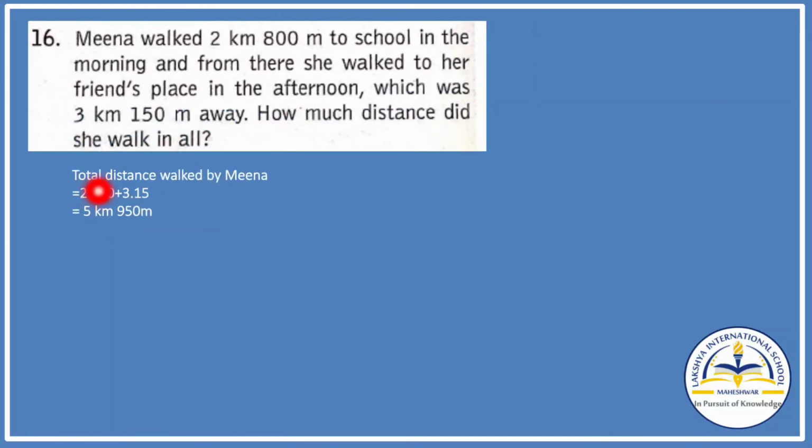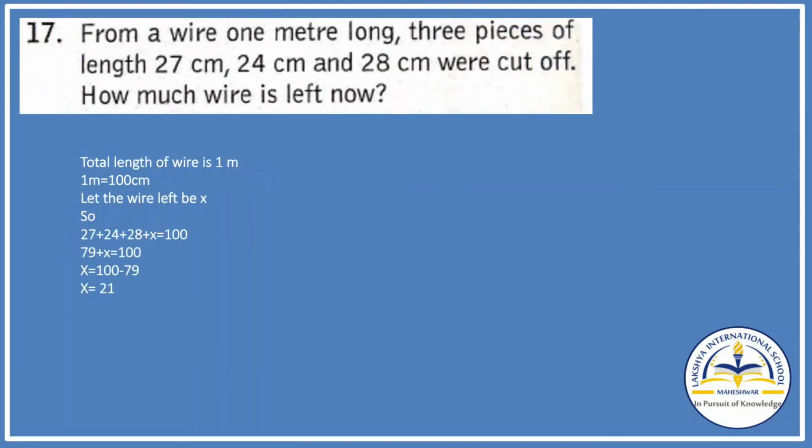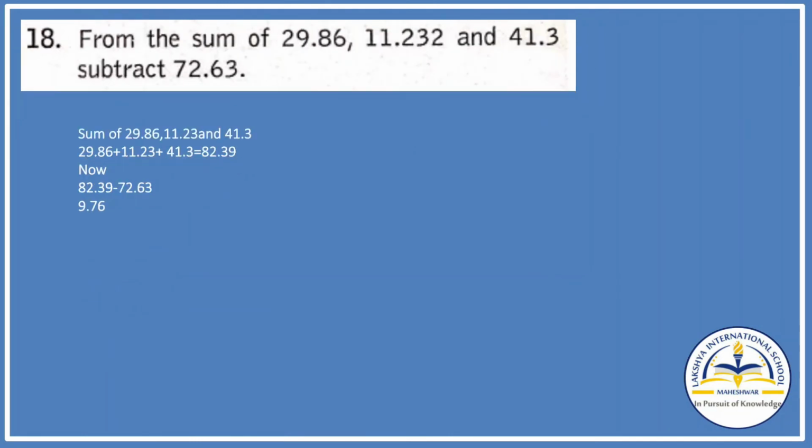Now in the same manner you have to solve question number 16. Just calculate the total distance walked by Meena. Now in question number 17, the wire lengths are given, that is 27, 24 and 28. You have to add them and then subtract from 100, because in 1 meter there are 100 centimeters. So 100 minus 79, you will get 21. That will be the answer.